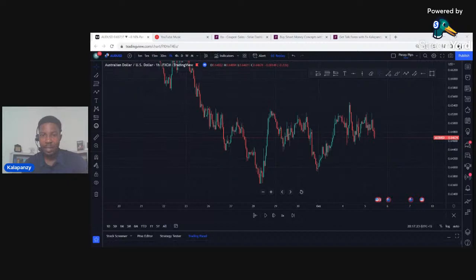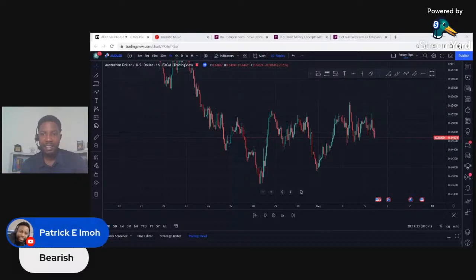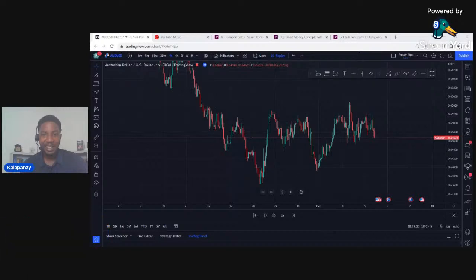I want to see a comment. Let's see if there will be any good guess. Do we go bullish or do we go bearish? Anybody want to try? A wild guess is fine. Let's see. Patrick says bearish. Matthew says bullish. Okay, so two sides of the coin. Actually, the market will go bearish and it will go bullish. But the question is, which side will it go in first? Which direction will it go in first?